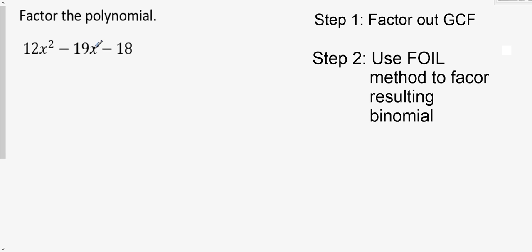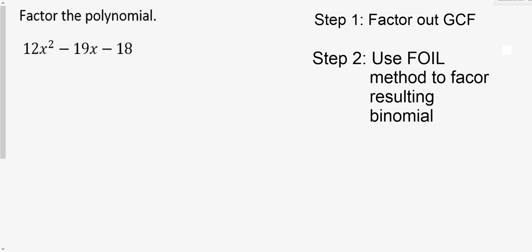So the GCF is 1, so I don't have to factor that out. And I know that because 19 is prime. It only has factors 1 and 19. So factor out the GCF, check. We don't have to worry about that. GCF is 1. Step 2, use the FOIL method again.